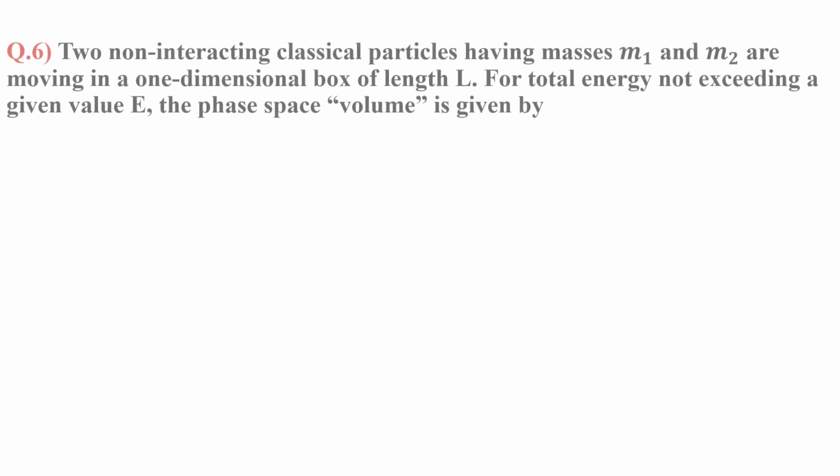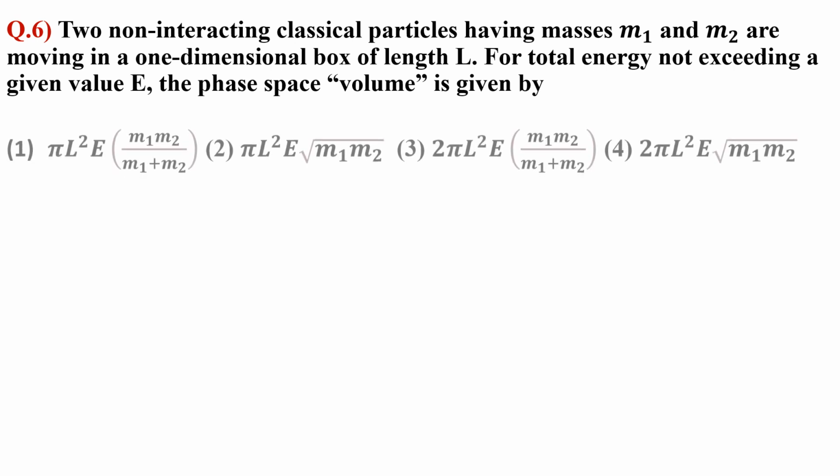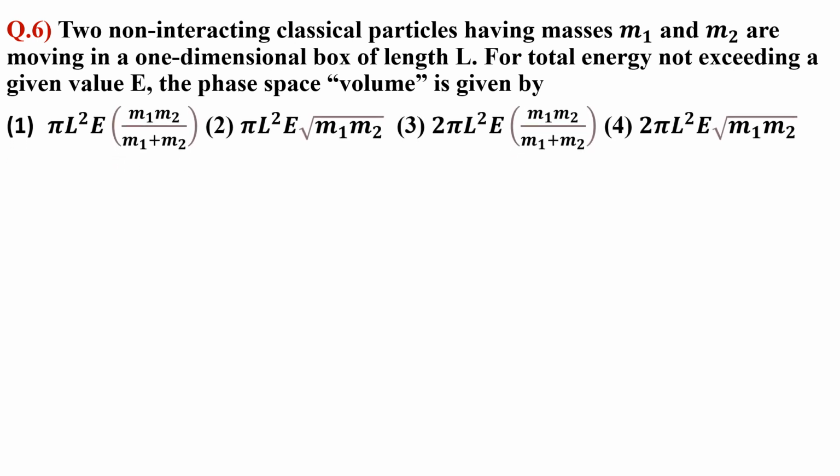Question 6. Two non-interacting classical particles having masses m1 and m2 are moving in a one-dimensional box of length L. For total energy not exceeding a given value E, the phase space volume is given by: option 1, pi L squared E m1 m2 upon m1 plus m2; option 2, pi L squared E square root of m1 m2; option 3, 2 pi L squared E m1 m2 upon m1 plus m2; option 4, 2 pi L squared E square root of m1 m2.